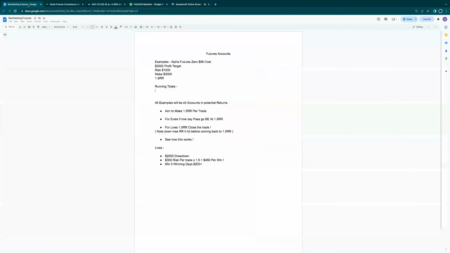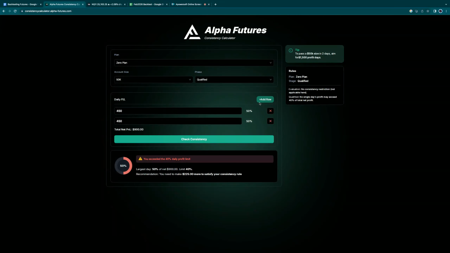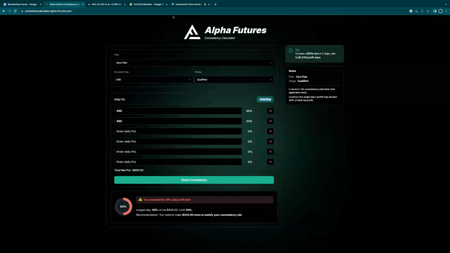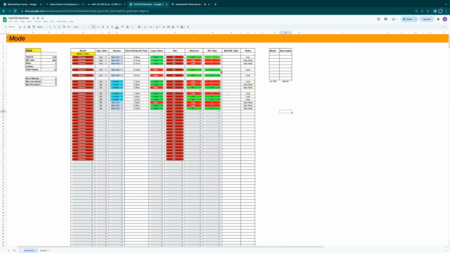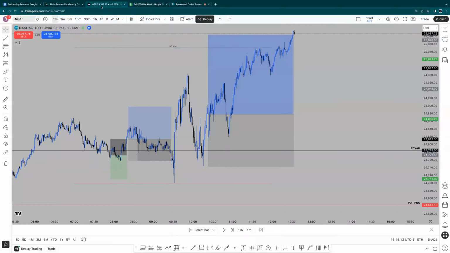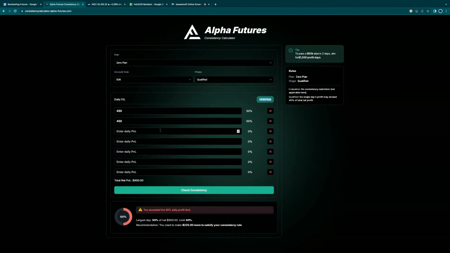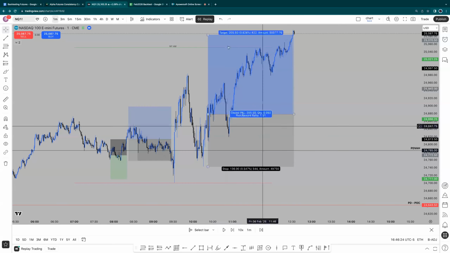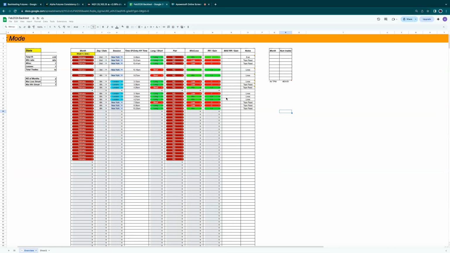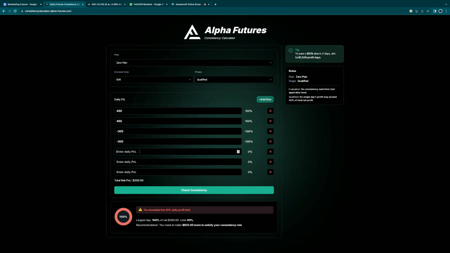So what we can do now is put in our results here. Okay, so we got 450, 450, and then minus 300. Okay, and then minus 300 because that's 2 losses in a row. Again, very realistic because this is what actually happens in real trading. This is real trading. I'm just going over the prior week. So we took 2 losses here, and then we took 2 wins back to back, which is really nice. We took 2 wins, 450, 450.